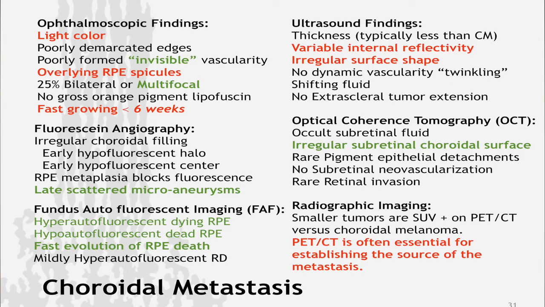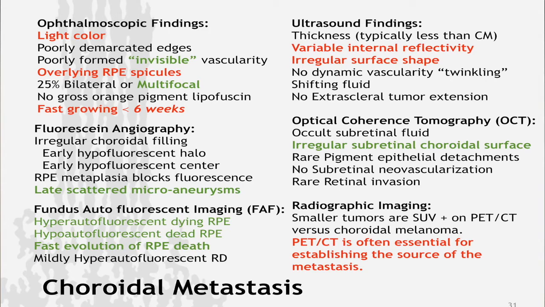Well, most of them are fairly lightly colored. They tend to have overlying retinal pigment epithelial spicules, RPE spicules. They tend to be faster growing than melanomas, which is very important, because sometimes you'll have a suspicious nevus and you'll say, come back in 8 to 10 or 12 weeks, which can be a long time for a patient with a choroidal metastasis. The tumor could get quite large over that period of time.